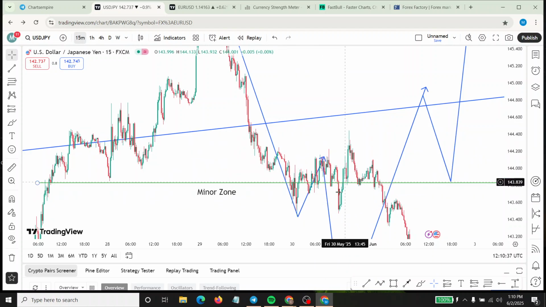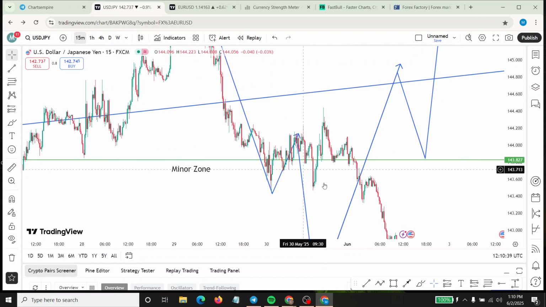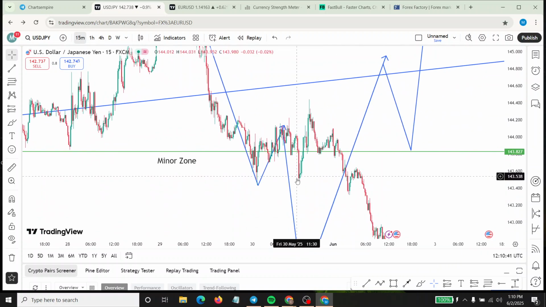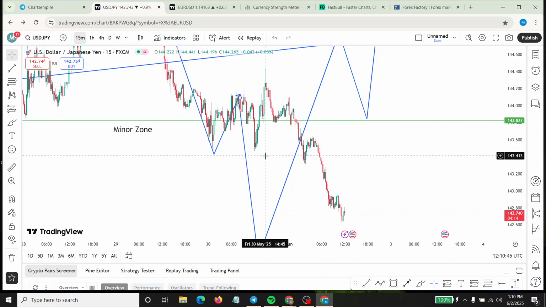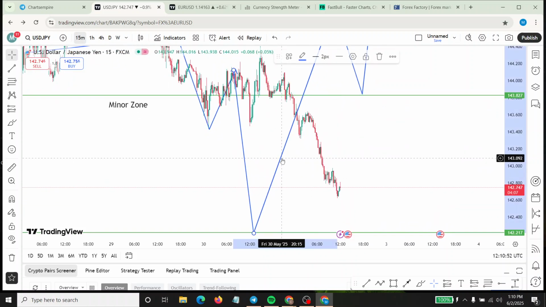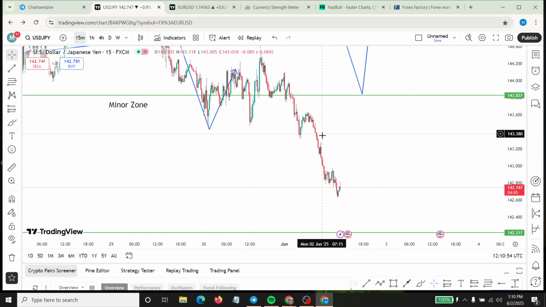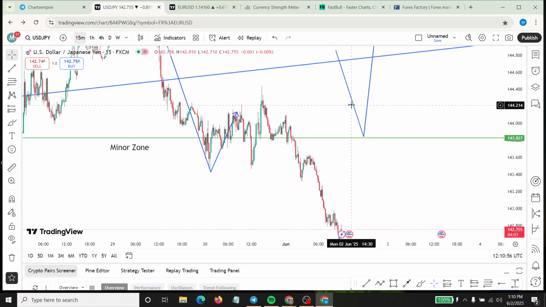Now, if you look at what happened, the sellers pushed the price down to this support zone. The buyers were meant to hold this particular region, but instead we experienced a breakout. When that breakout occurred, we retested. The buyers still tried to push the price. We retested that zone, and that's what led to the current sell we are seeing now.